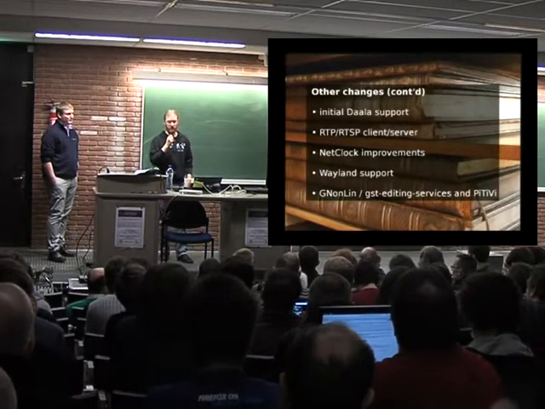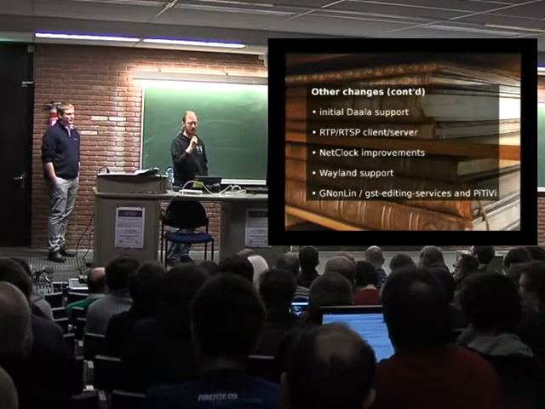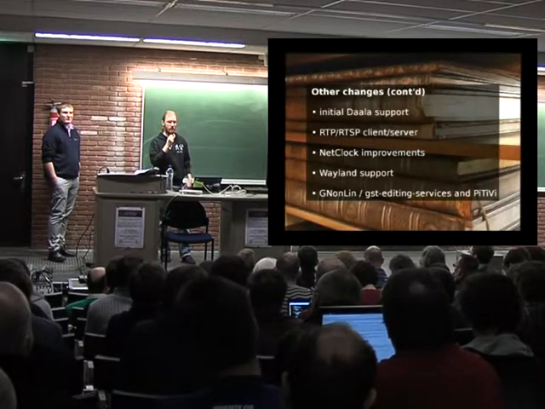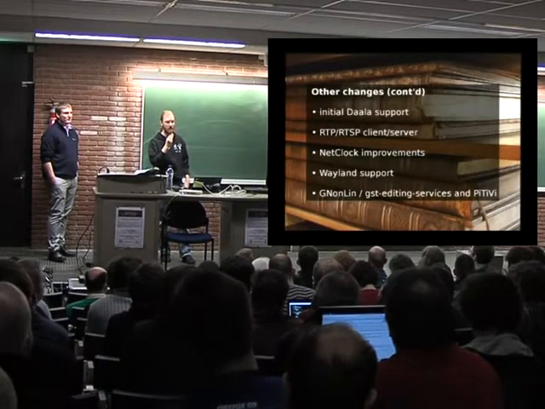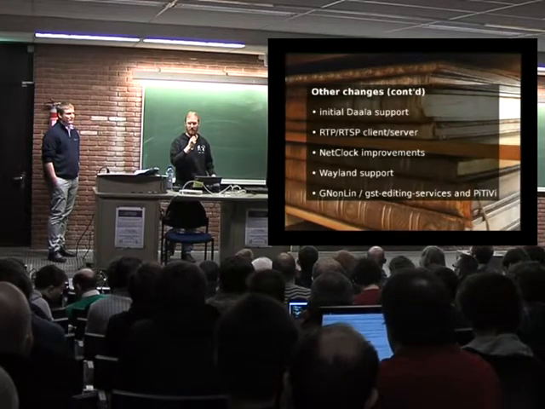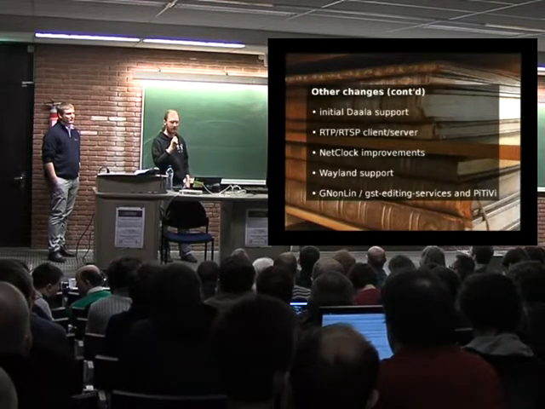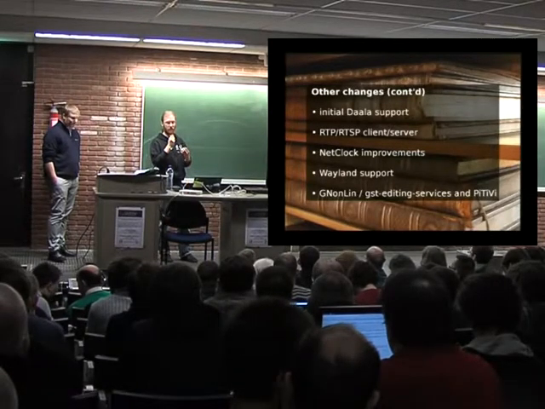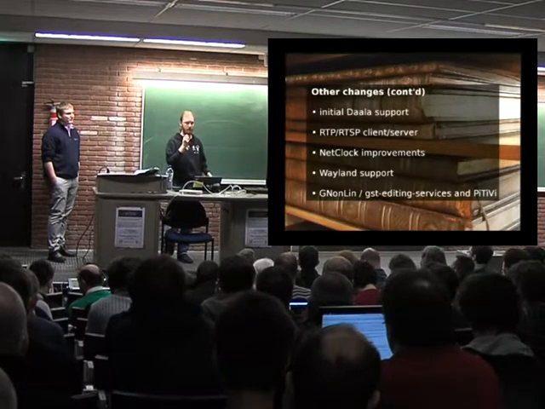Then many changes were done on the RTP, RTSP stuff, both client-side and server-side. What we now have in the server, for example, is authentication. We have support for encryption via SRTP. We have support for stuff like retransmissions. For example, RTP usually is using UDP. Packets can get lost, especially on wireless networks. And there's now support for requesting packets that were lost. This can happen completely automatically.